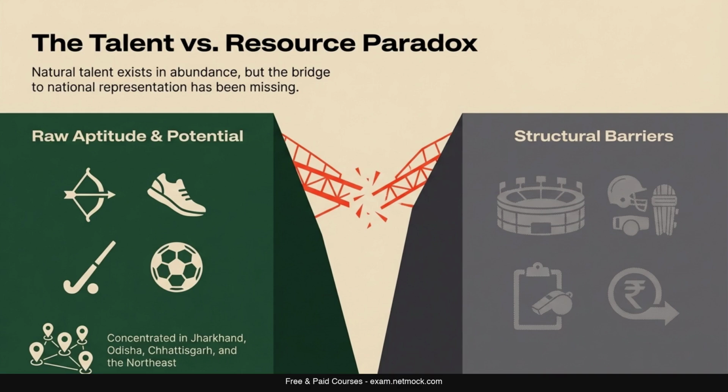A talent versus resource paradox exists. Raw aptitude in athletics, archery, football, and hockey is abundant, concentrated in Jharkhand, Odisha, Chhattisgarh, and the Northeast. But structural barriers, lack of infrastructure, coaching, and funding block the path to national representation. The Tribal Games is designed to be that missing bridge.